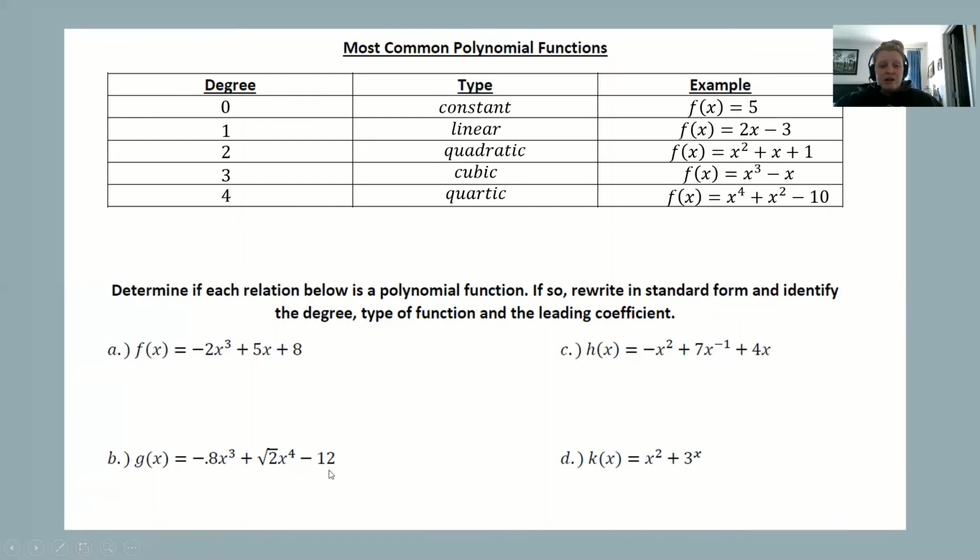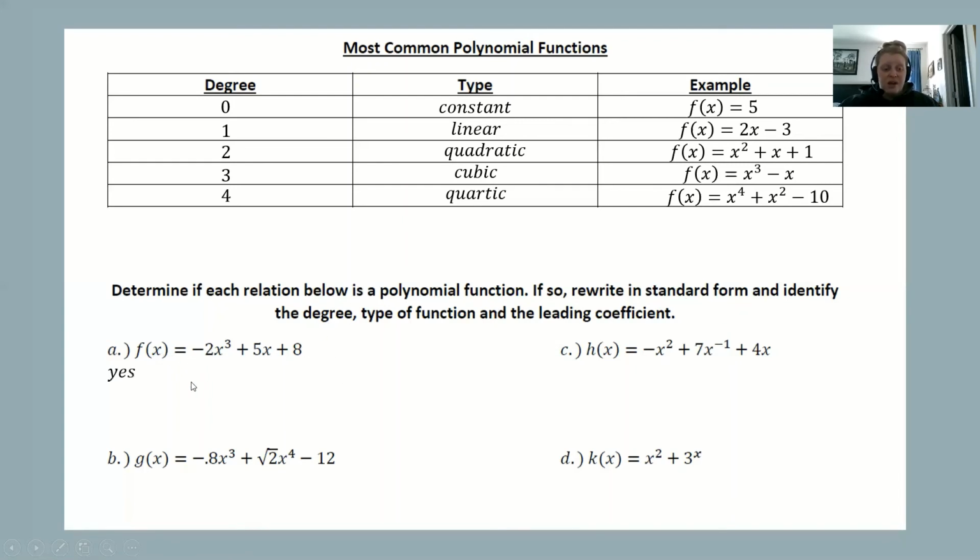So this will be kind of like some homework questions you'll see. They'll ask you to decide yes or no, is it a polynomial function? And if it is, we want to put it in standard form. We want to know the degree, the type of function, and the leading coefficient. So they want quite a bit of information, so you really have to know how to classify your polynomials.